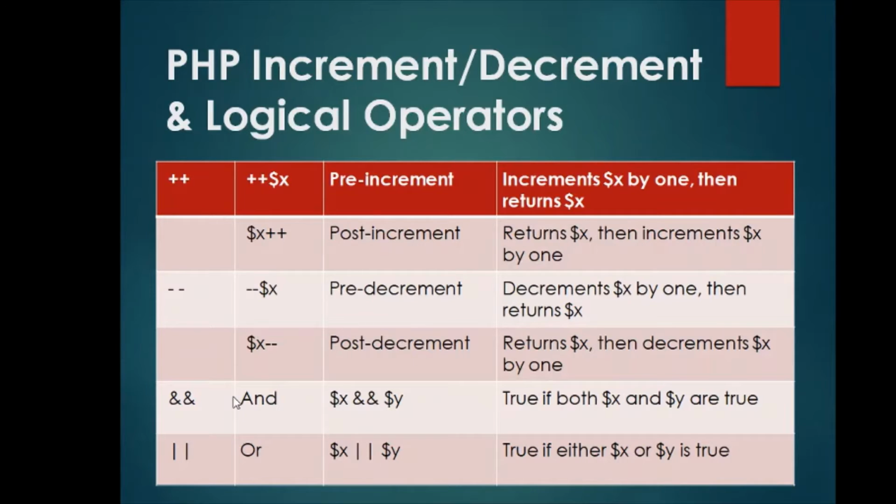We also have our and or operators, and here you can see that we use the double ampersand for and, the double pipe operator for or. We will take a look at these logical operators a little bit later down in this course. For now, let's jump into our editor and look at some of these examples.